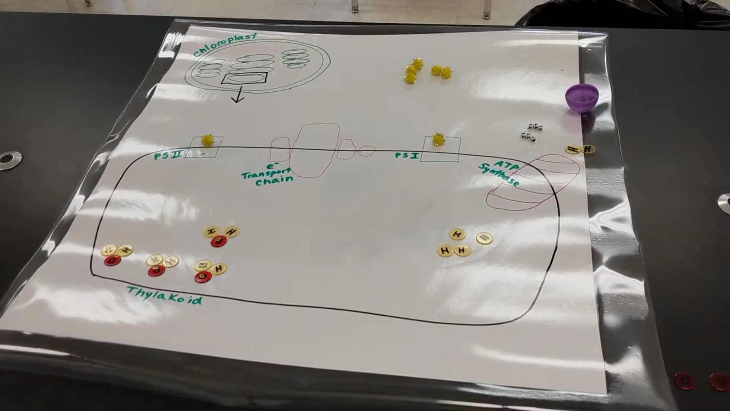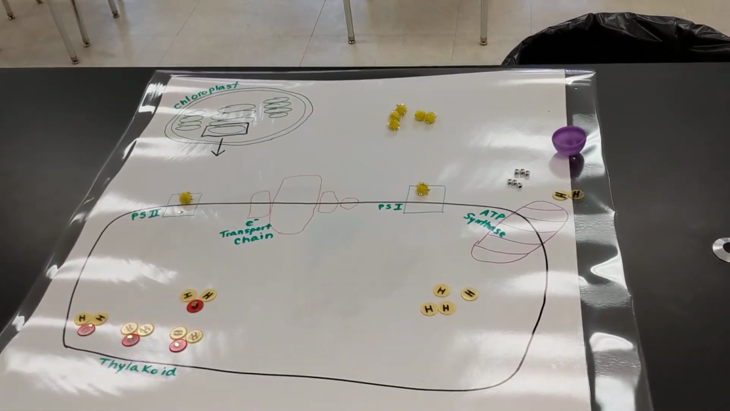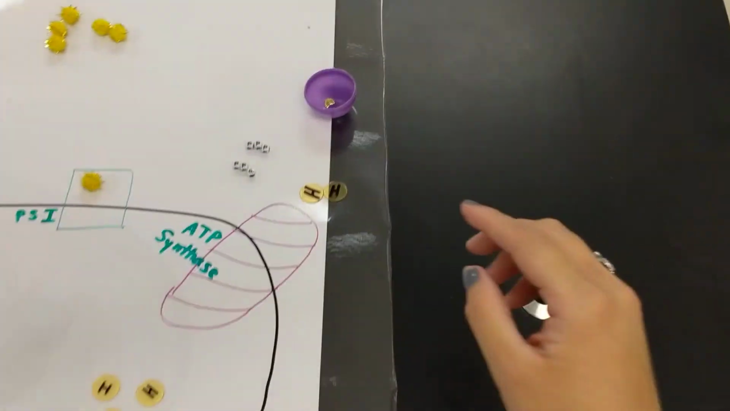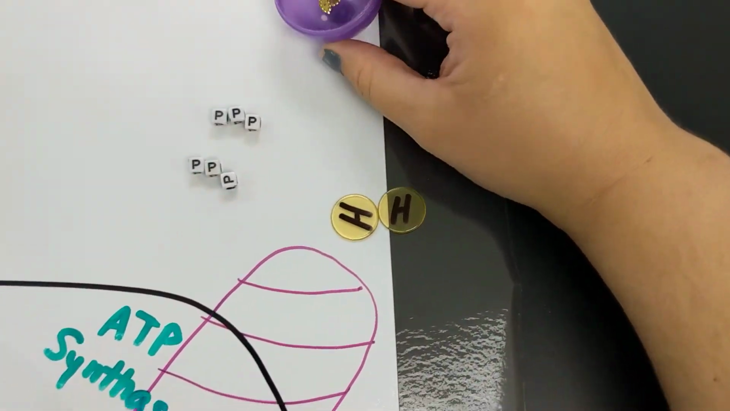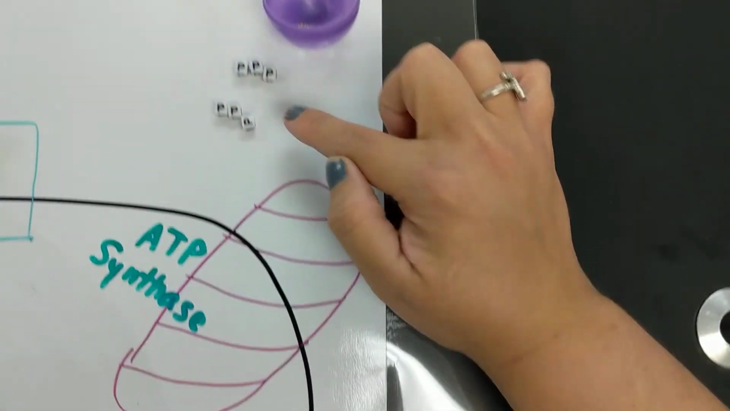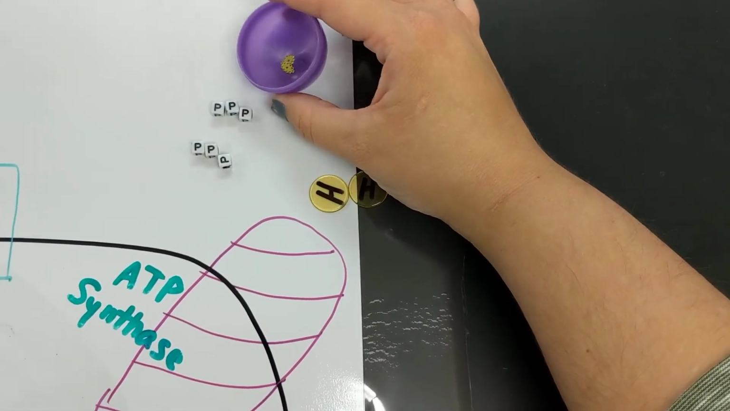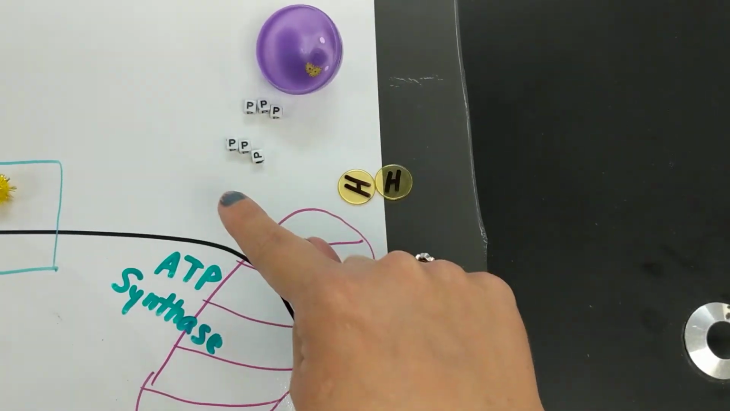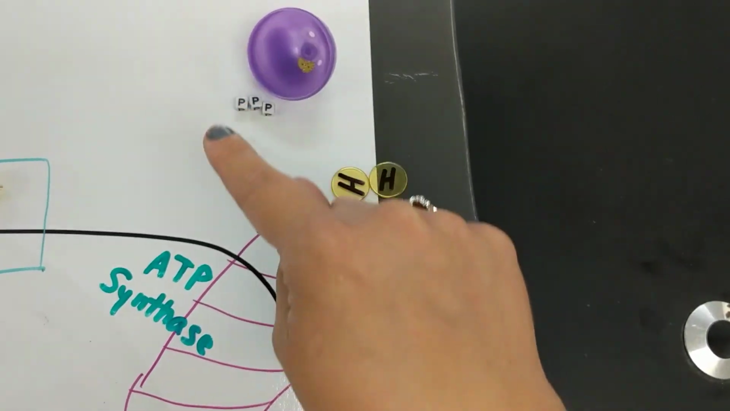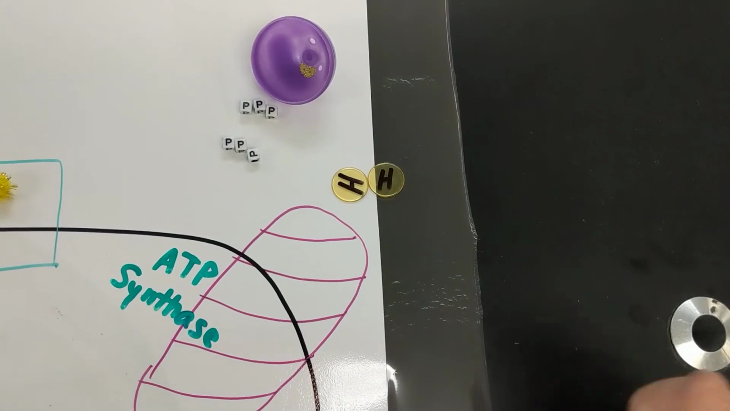So let's look at what we have. We used the energy from the sunlight to create NADPH and ATP. This NADPH and ATP will be used to power step number 2 in photosynthesis.